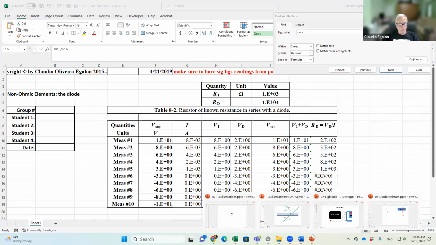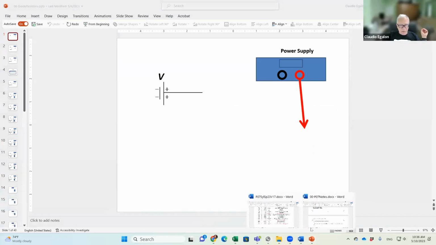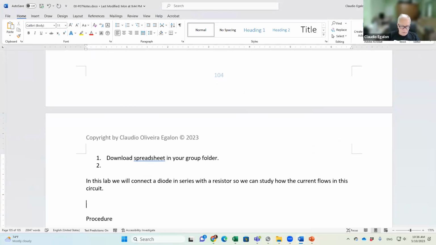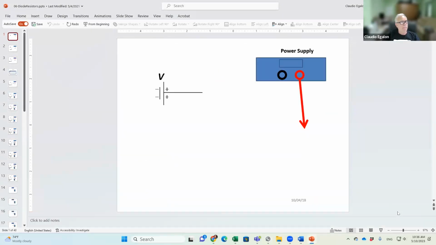Okay, so let's go. I have everything that I need here. I have my slideshow, power supply. I have my notes right in here. Procedure and list of equipment. Okay, we start with the power supply.